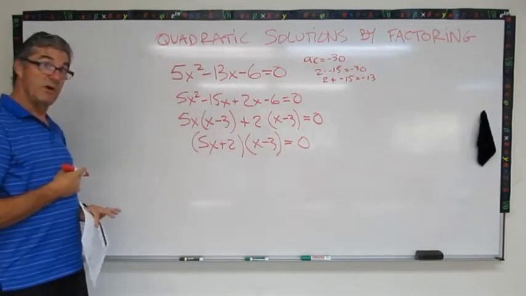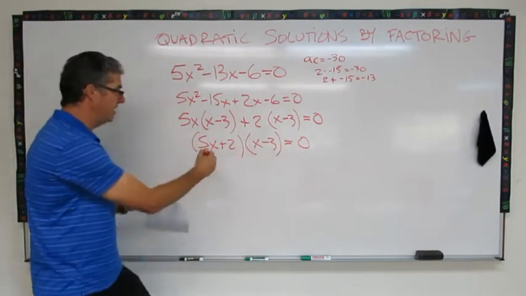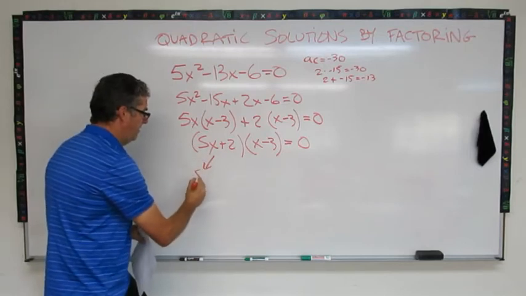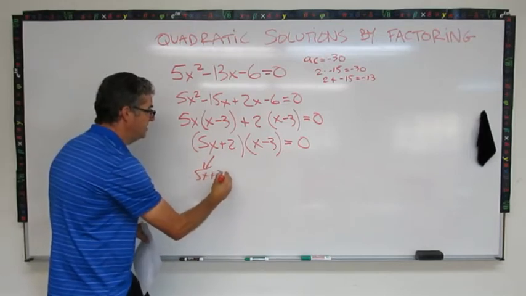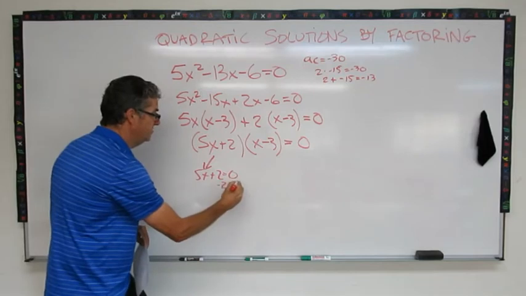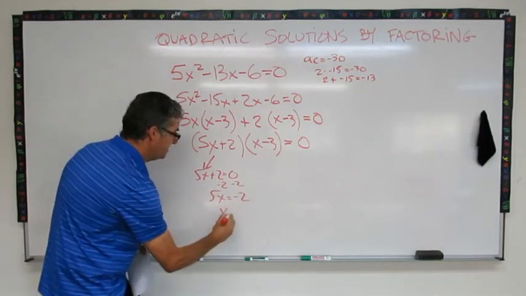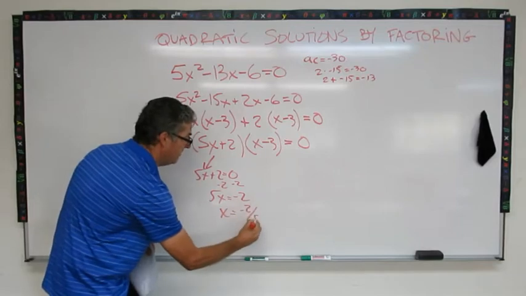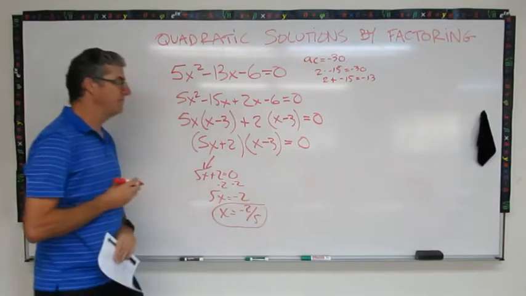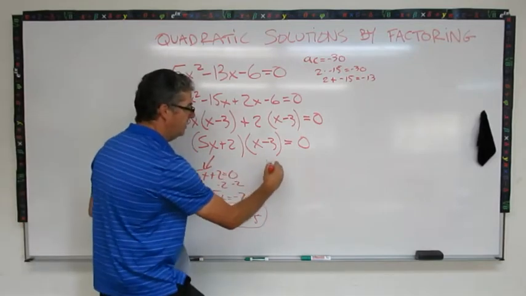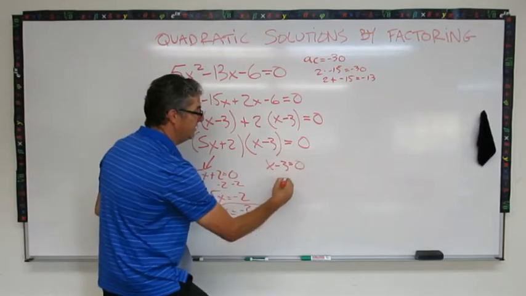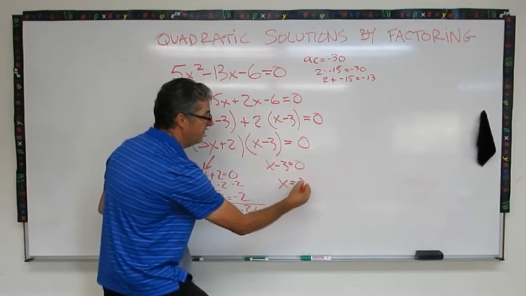Okay? So now we do our branch. I've got two little equations to solve. 5x plus 2 equals 0, minus 2. 5x equals negative 2. X equals negative 2 over 5. There's one solution right there. This one's pretty straightforward. X minus 3 equals 0, so x is going to equal 3.